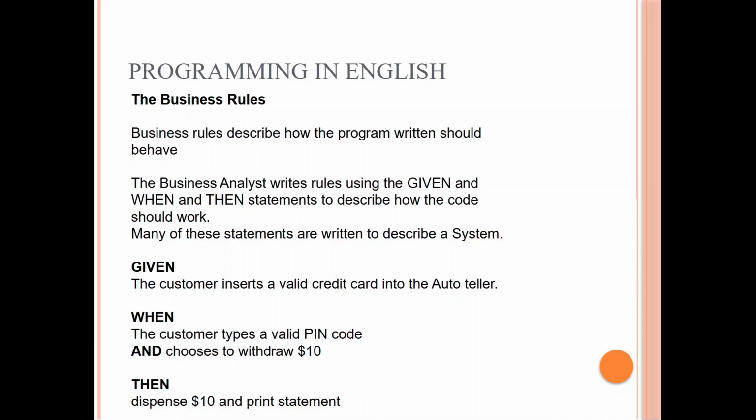Given, the customer inserts a valid credit card into the auto teller. When the customer types a valid PIN code and chooses to withdraw $10, then dispense $10 and print a statement. So as you can see, this was a happy case. And then you would get another one with a sad case. So an invalid card was inserted into the auto teller, and it would give you the behavior, what you need to do. Spit out the card and display a message.